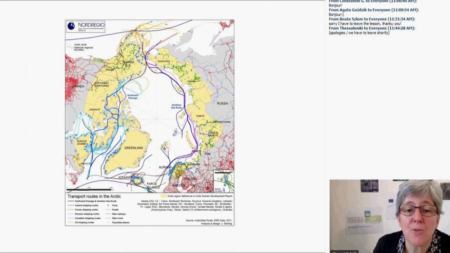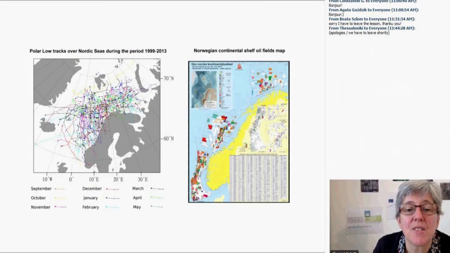You also probably know that there are some routes now which are open due to the fact that sea ice is declining. And again, if you look at here, for example, you have a classical transport route, and you can have a lot of polar lows forming here or forming here. So this is really important to have a good knowledge and a good forecast of this system, and the same for oil fields, sorry.